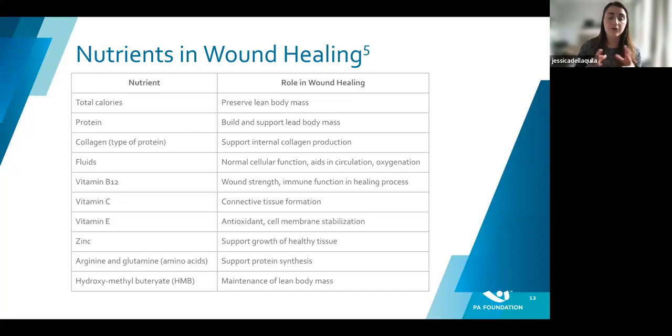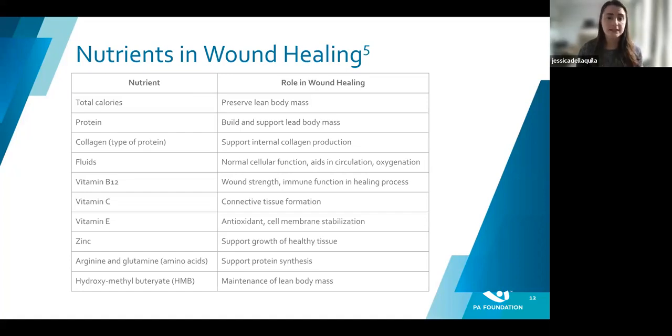This graph basically goes over a brief overview of the nutrients that are necessary for wound healing. I briefly touched on calories and protein in the other slide. The calories help preserve our lean body mass, and the protein helps build and support the lean body mass. The big issue when patients are malnourished and trying to heal a wound is that a lot of the time they don't have the reserve from their caloric intake or protein intake. So they start pulling those resources from lean body mass, which just further worsens the malnutrition issue.